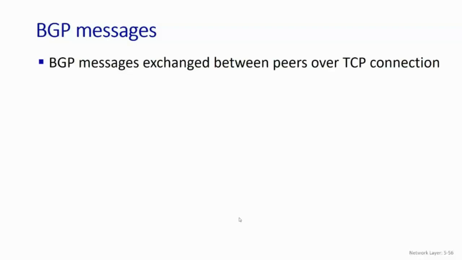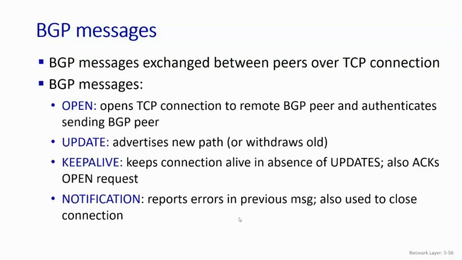The BGP messages are based on a TCP connection. There are four different types of BGP messages possible. Once a new router is added, if it wants to advertise its existence to other autonomous systems, then it will send an open message.